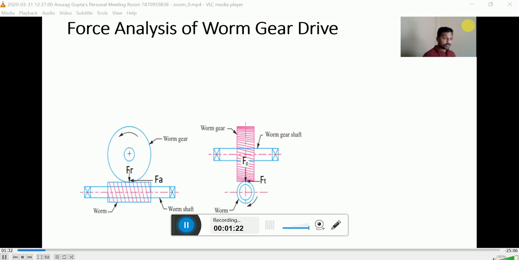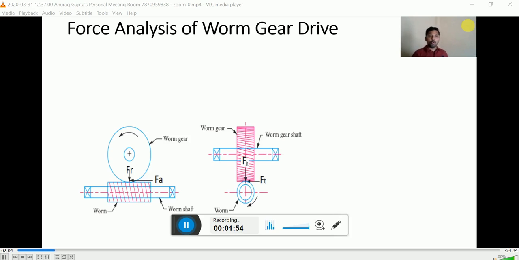So the forces which are exerted by the worm gear on the worm will have an equal and opposite reaction on the worm gear. So we can establish the relationship between the worm forces and worm gear forces, because they are having the equal magnitude but in the opposite direction.